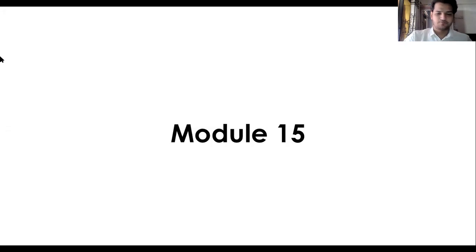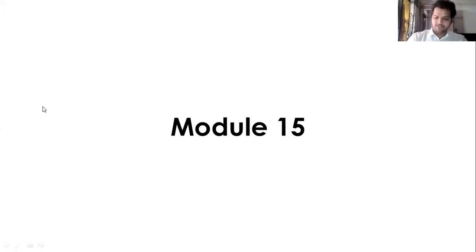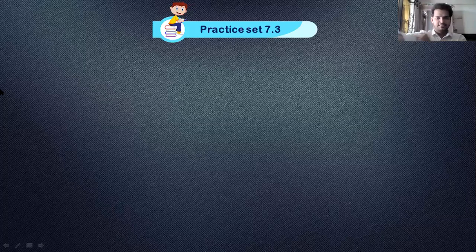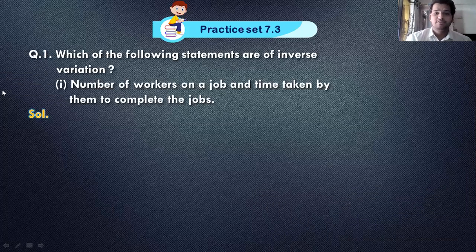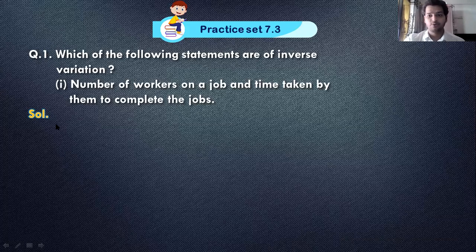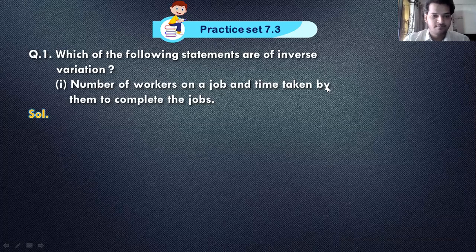All right. So we are on module number 15 of practice set 3.7.3 with question number 1. The question states: which of the following statements are of inverse variation? So we have to decide which of the statements are of inverse variation. Let us read the statement given to us: number of workers on a job and time taken by them to complete the job.